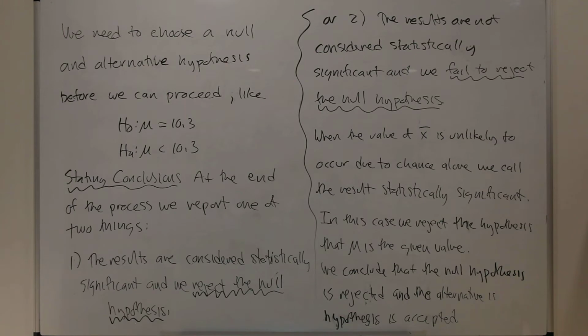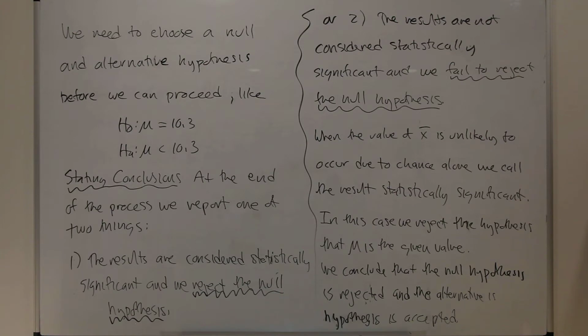So let's continue on with hypothesis testing. We need to choose a null and alternative hypothesis pair before we can proceed. So there are three different alternatives. You have to decide what kind of thing you expect to see instead of the usual thing.